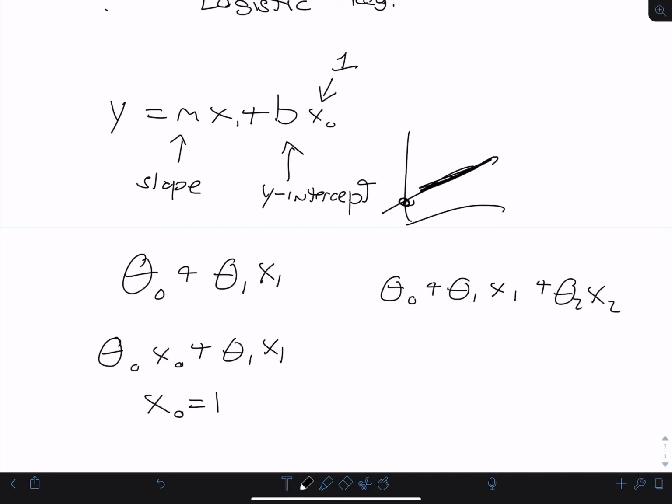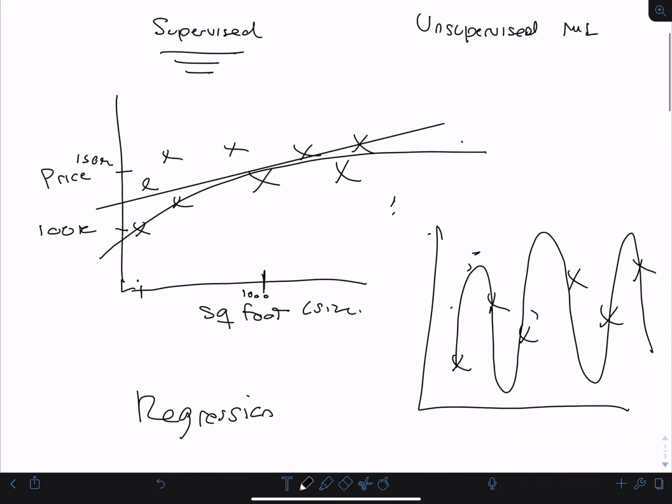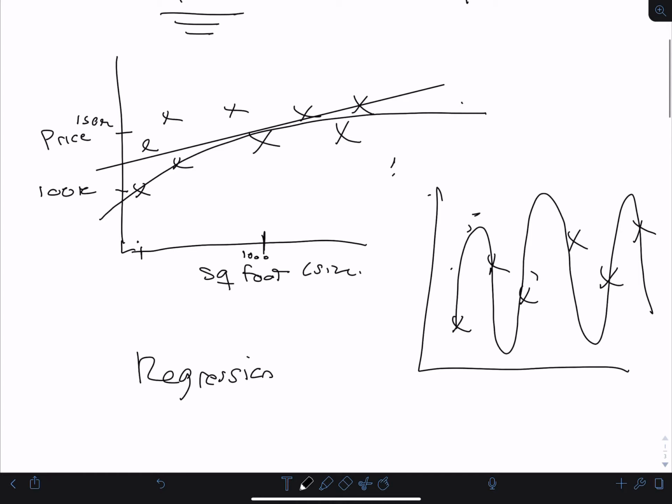Like that. Or actually, technically, this can also be rewritten like this, squared, like that. But x2 could be the same thing. Why? Because how can I generate more features from the same data? I could take the values here on this x-axis and just square them. So now I have not just the square footage, but the square footage squared.